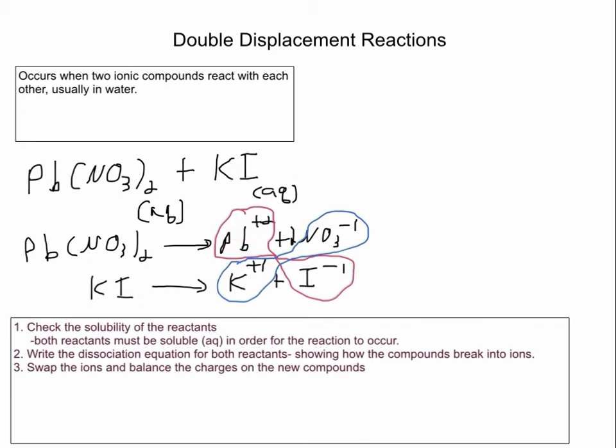If lead bumps into nitrate, we already know that those are going to break apart, so nothing's going to happen. Lead will not bump into potassium because they're both positively charged. They'll repel each other. So the only possibility of anything happening is this lead bumping into an iodide, maybe something will occur, and this potassium bumping into a nitrate. Maybe a reaction occurs.